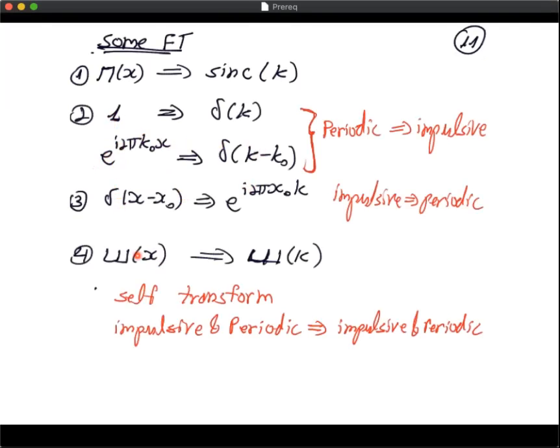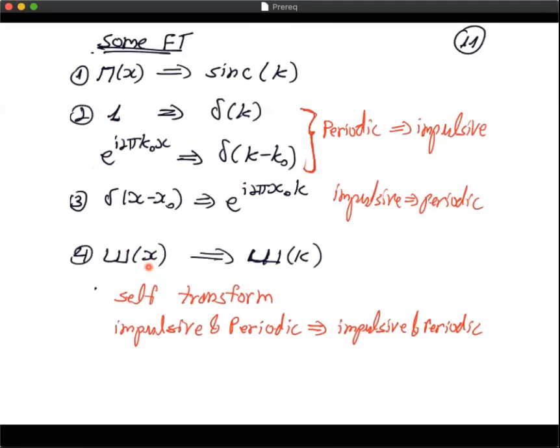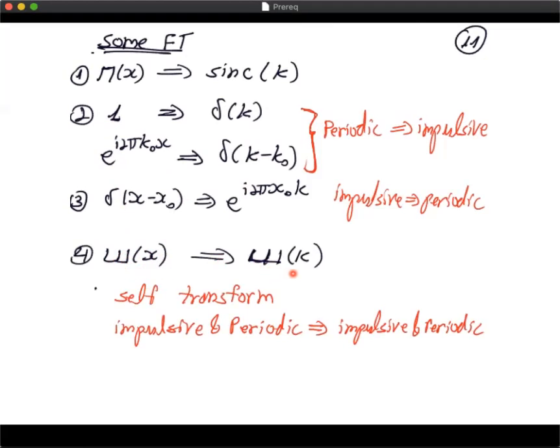And so what happens when I have a Shah function or an impulse train? Well, an impulse train, if you actually stare at it long enough, you realize, oh, it's impulsive. It's made out of impulses. But it's also periodic, impulsive and periodic. So then its Fourier transform should be also impulsive and periodic. And in fact, the Fourier transform of a Shah function is a Shah function. So it's a self-transform.